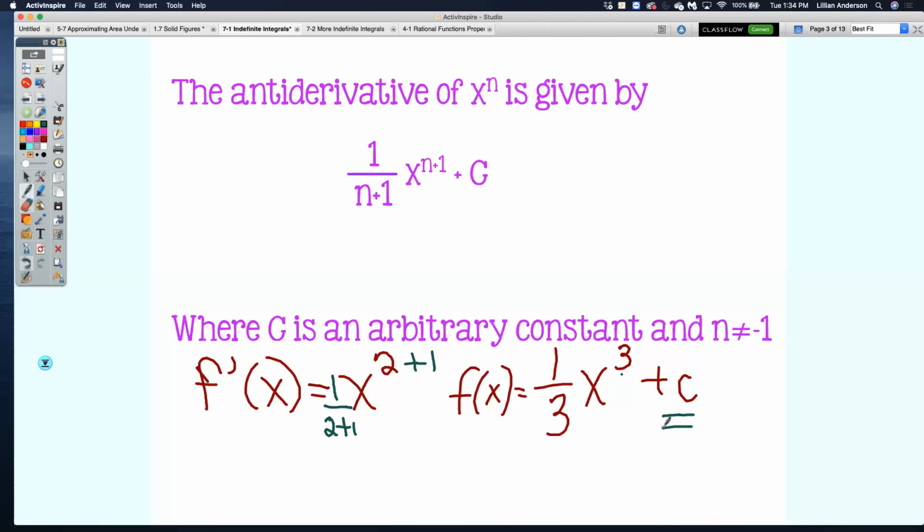You can always check your answer by doing the derivative of whatever you get. If I do the derivative of this, remember with derivatives you bring down the exponent, multiply, and subtract 1. Well, 3 times 1/3 is 1. 3 minus 1 is 2, and what's the derivative of a constant? 0. So you got x squared. You can always check your answer going that way. This is, again, like the power rule for integration.